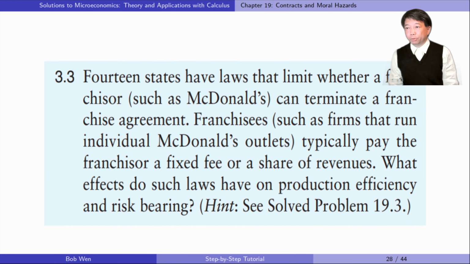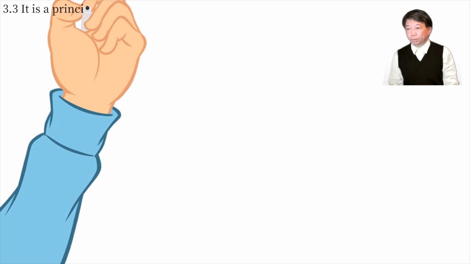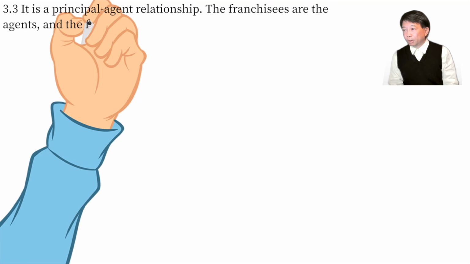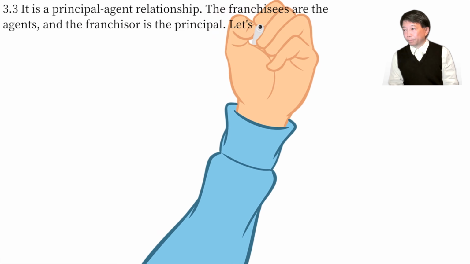Let's solve exercise 3.3. 14 states have laws that limit whether a franchisor can terminate a franchise agreement. Franchisees typically pay the franchisors a fixed fee or a share of revenues. What effects do such laws have on production efficiency and risk-bearing? It is a principal-agent relationship. The franchisees are the agents, and the franchisor is the principal.